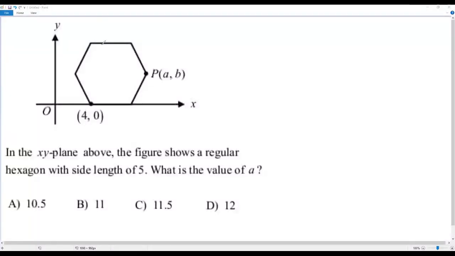Here we have a SAT math problem. Okay, let's go to the question. In the XY plane above, the figure shows a regular hexagon with side length of 5. What is the value of A?